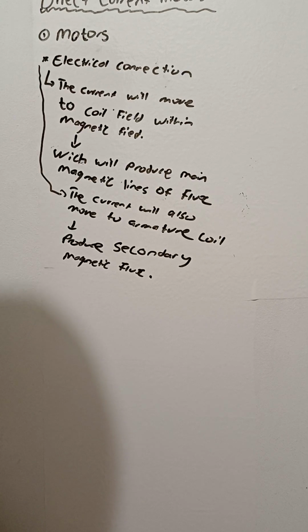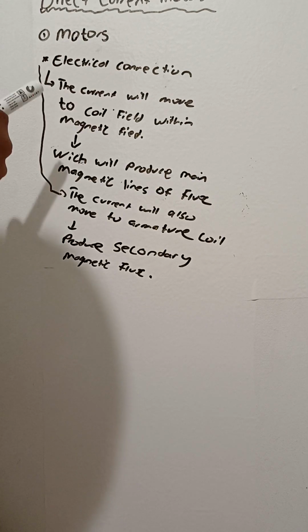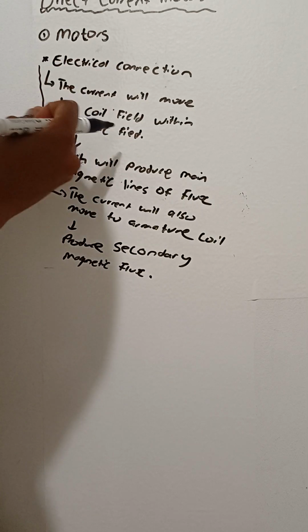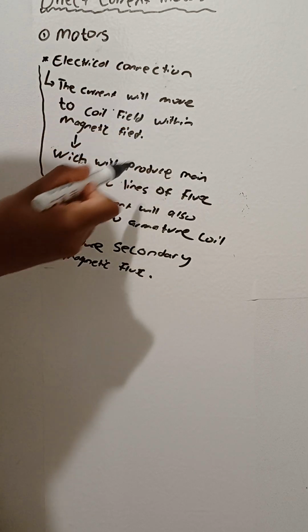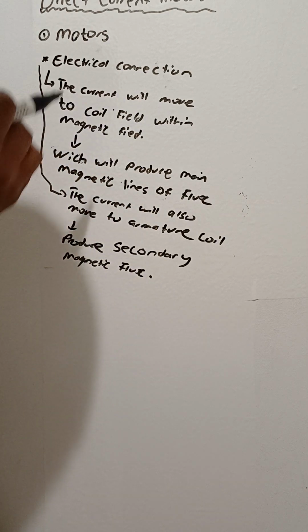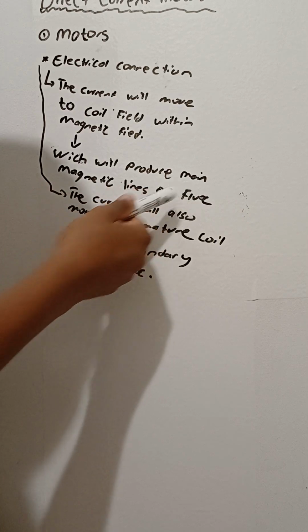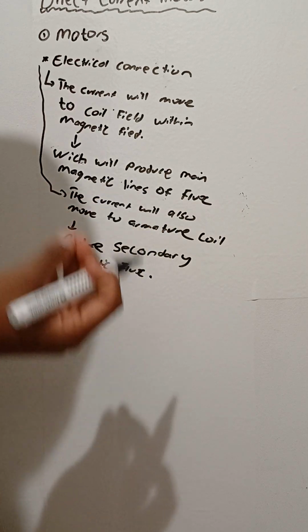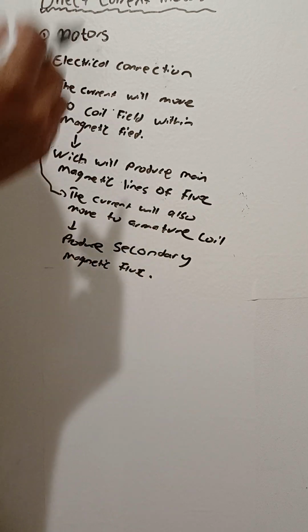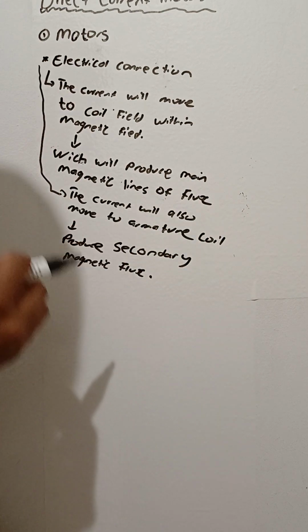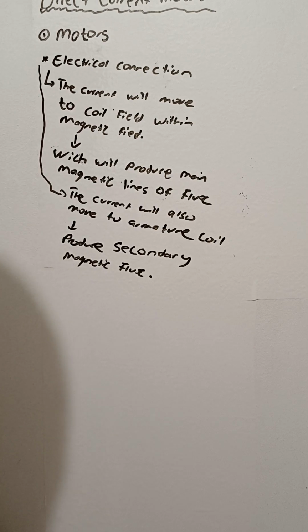So guys, when there is electrical connection, the current will be excited into the field coil within the magnetic field, and that field coil will produce the main magnetic flux, while when the current moves into the armature coil, it will produce secondary magnetic flux.